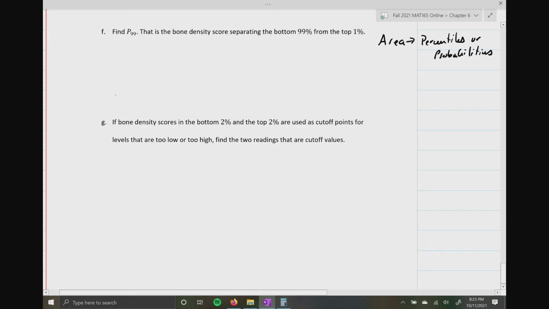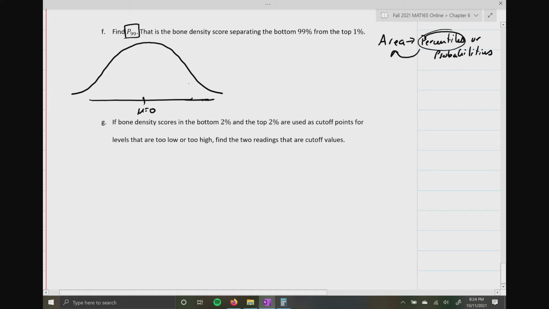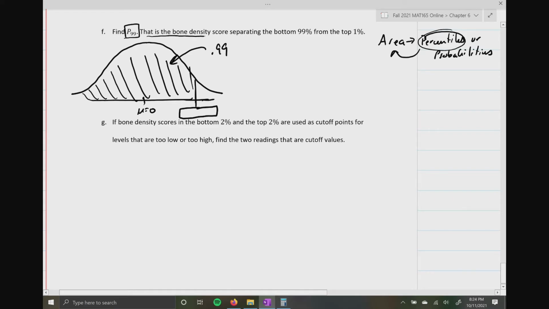So if we think about this, 0 is right down the middle. Draw a normal curve. And since I'm asking for the 99th percentile, percentiles correspond to areas. All right? So what I want to know is, if I shade all of this, and this area underneath the curve represents 0.99 or 99% of the area, what does this z-score have to be? If you think about it, that's exactly what the question is asking for. They're asking what the bone density score is. Well, that is going to be a z-score.